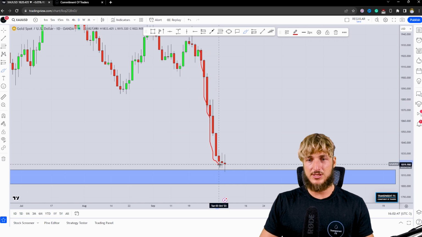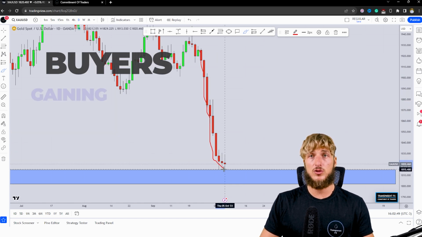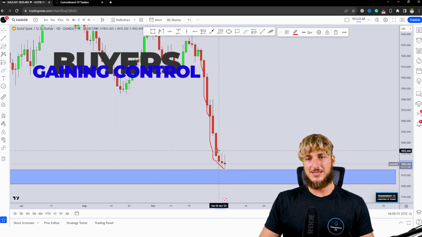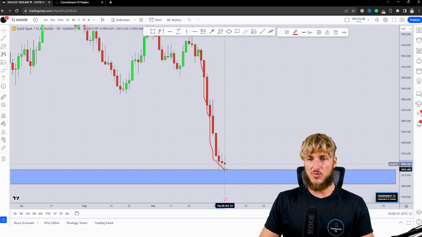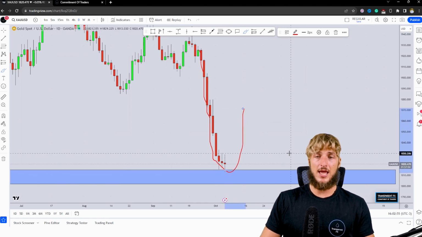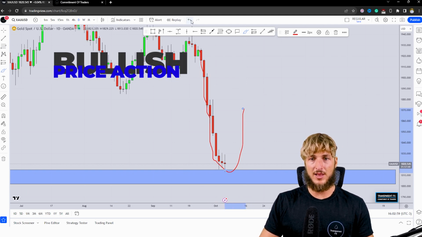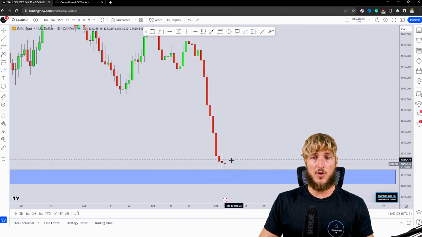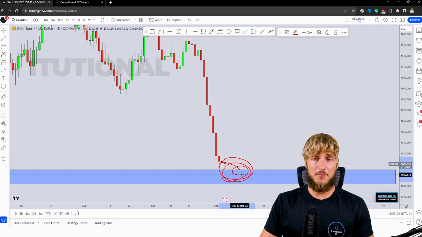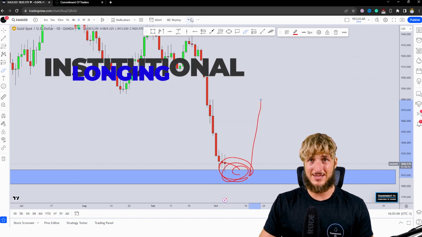However, now we start to see how sellers are losing their control, and we can see how the candles are getting smaller and smaller. When you see a situation like this, you would expect the market to create a rejection to the upside away from the level after seeing some proper buying from an institutional standpoint inside of this zone.